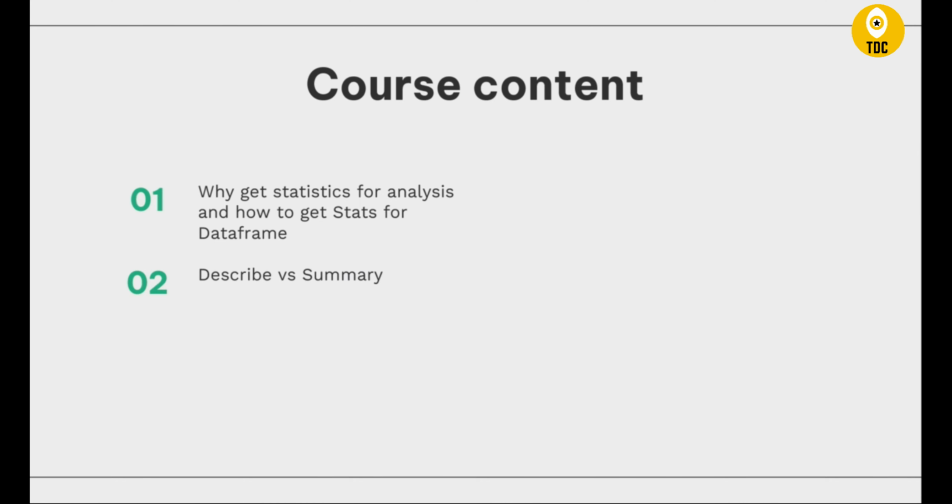In this short video, we will discuss why to get the statistics first of all for any kind of analysis, and how to get the stats for any data frame. There are different ways that we can get the stats. One is describe and another is summary. It is important to understand when to use describe and when to use summary. So what is the difference between them?